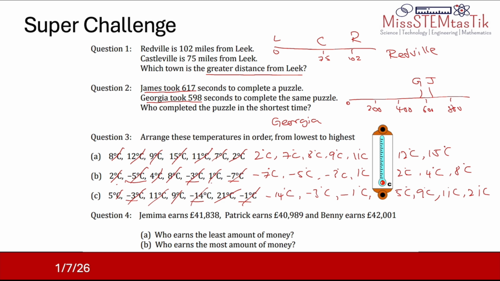So question 4, Jemima earns 41,838, Patrick earns 40,989, and Benny earns 42,001 pounds. So who earns the least amount of money? That's going to be Patrick, because it's 40, and Benny earns the most amount because his is 42.